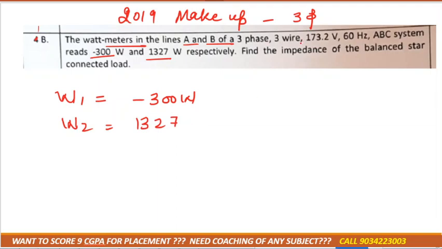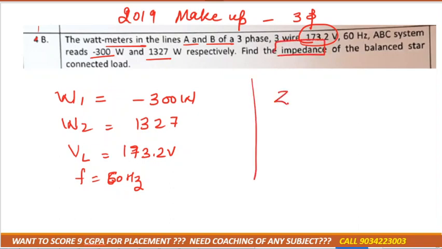So in this they said the voltage. Line voltage is how much? 173.2 volt. And frequency is how much? 60 hertz. Now they ask you the impedance. Impedance is denoted by Z, right? And as you know, Z is equal to V by I, correct?